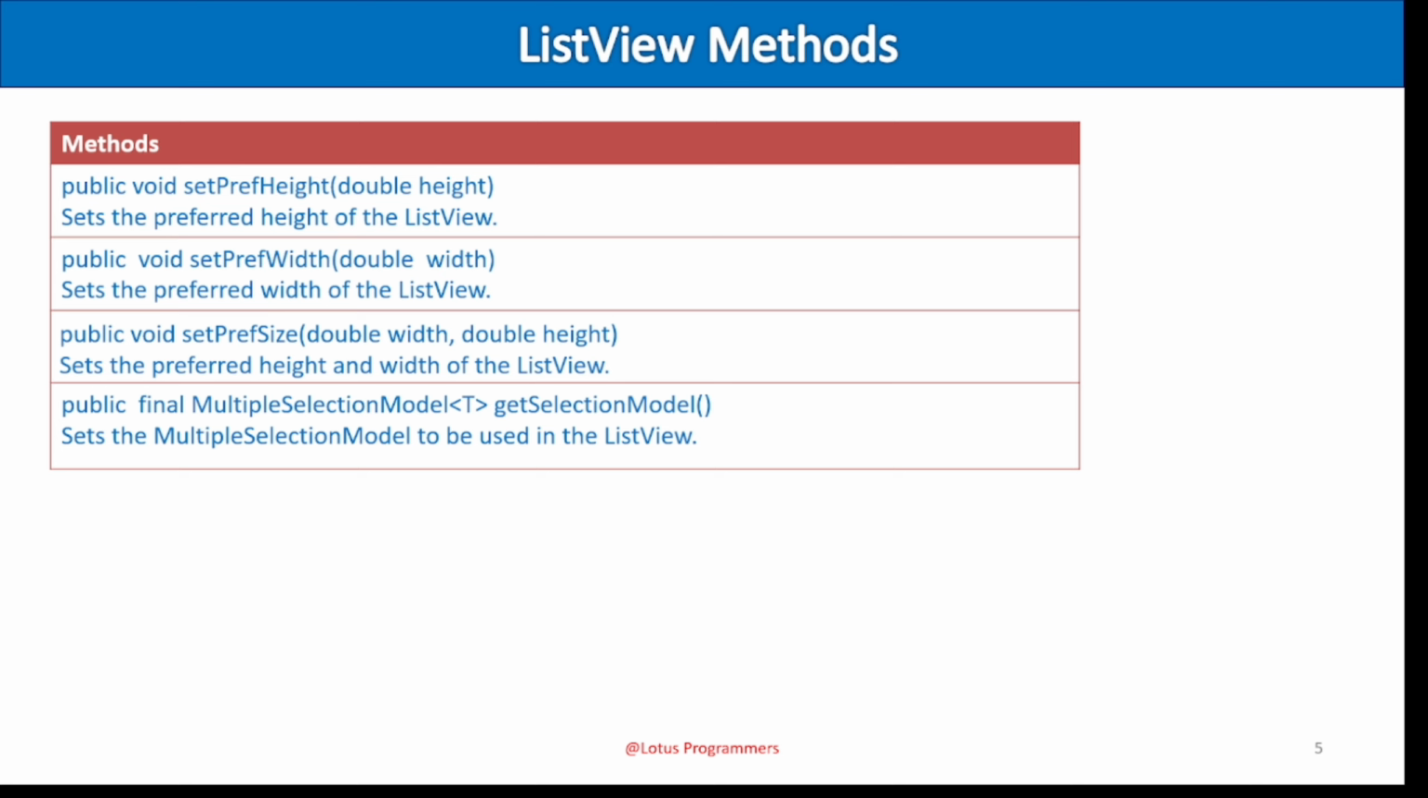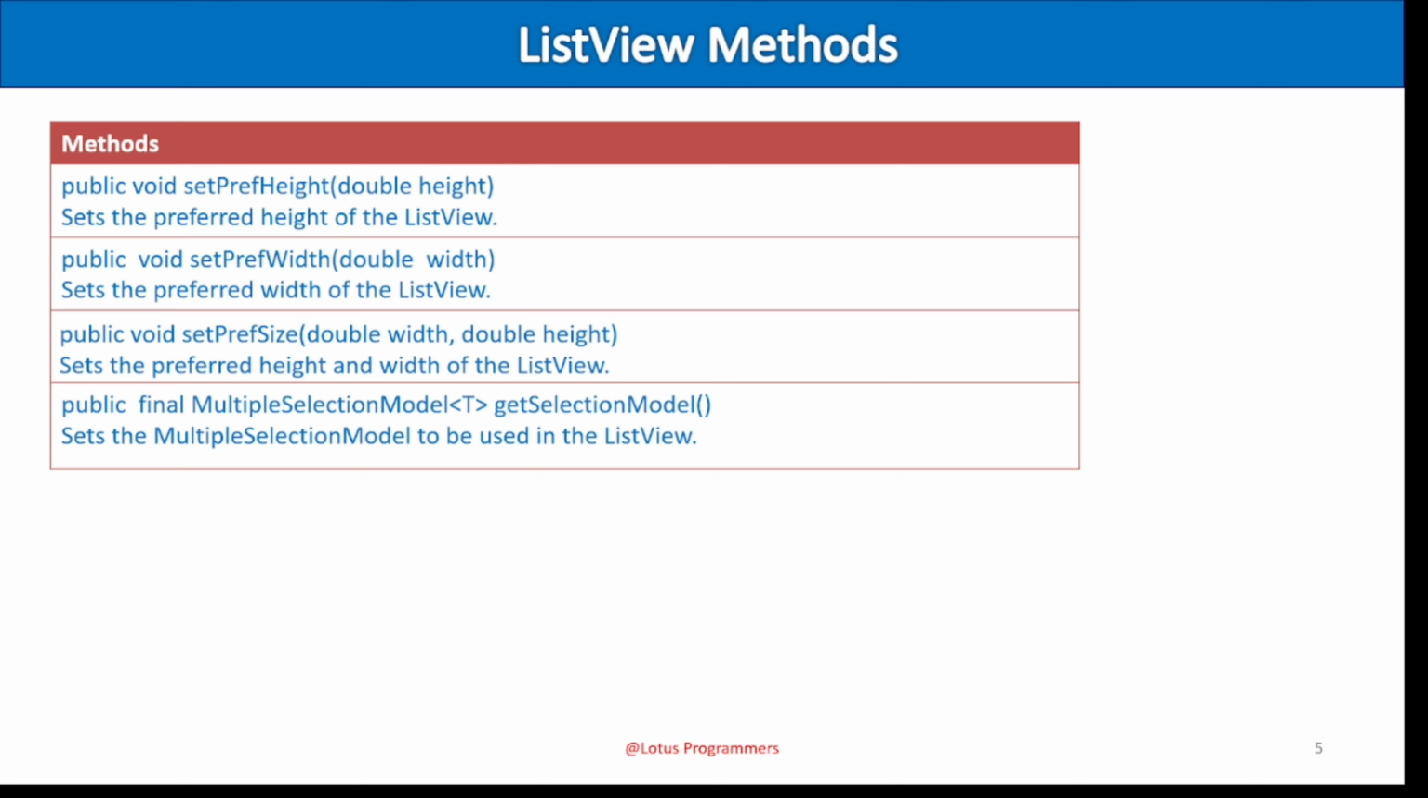The next method is a very important method for the list view component. If you take a list view component, from the list view we can not only select one item, similar to the combo box, we are able to select multiple items also. In order to select multiple items, we would like to set the multi-selection model for the list view, either single or multiple.